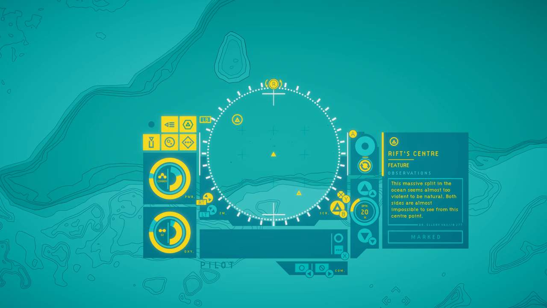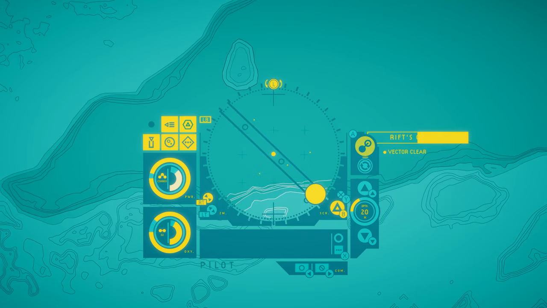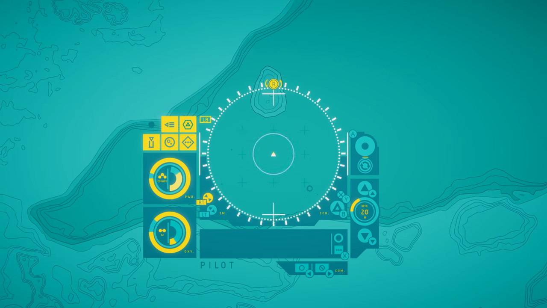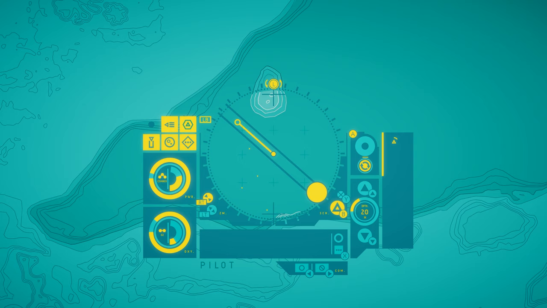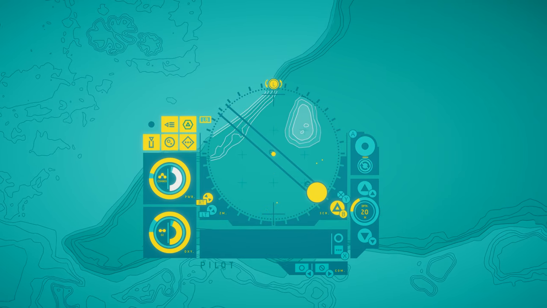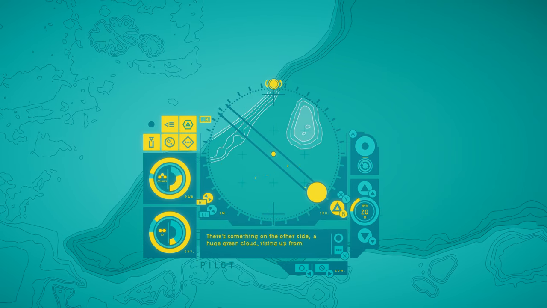This massive split in the ocean seems almost too violent to be natural. Both sides are almost impossible to see from this center point. Sheltering pillar. This pillar rising up from the ocean floor deep below provides shelter from the rift. There's something on the other side. A huge green cloud rising up from the shelf. That must be the bloom.